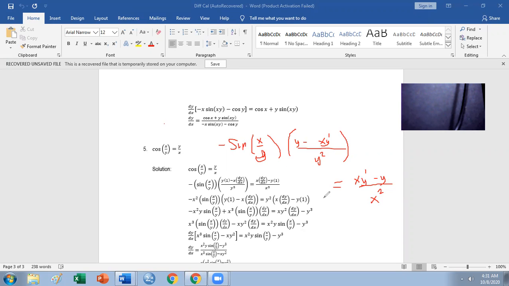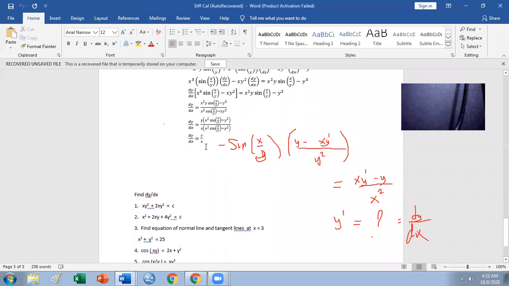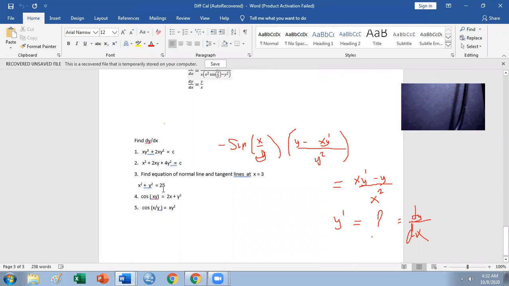So ito, you have to solve for y prime. So I will just leave it to you. Y prime is your dy dx. So nandito na sa example on how to solve for that dy dx. So I'll just leave it to you. Now, you will have to solve these problems 1, 2, 3, 4, 5. This will be your activity.